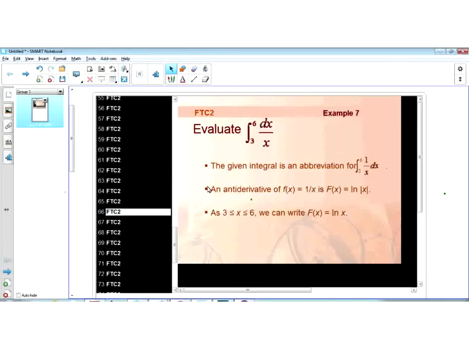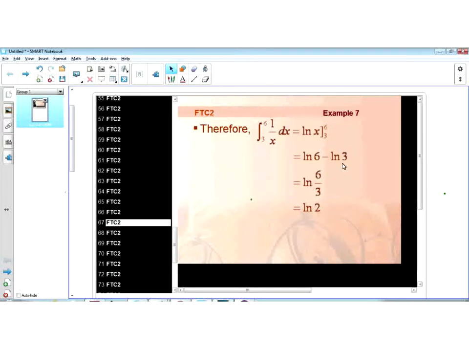Yeah, much shorter method, no kidding. So how about evaluating the definite integral from 3 to 6 of 1 over x? You know the antiderivative of 1 over x is the natural log of the absolute value of x. And the function 1 over x is defined in the domain of integration, so f of x is equal to the natural log of x, and we can dispense with the absolute value. And so it's just ln 6 minus ln 3, which is ln 2.